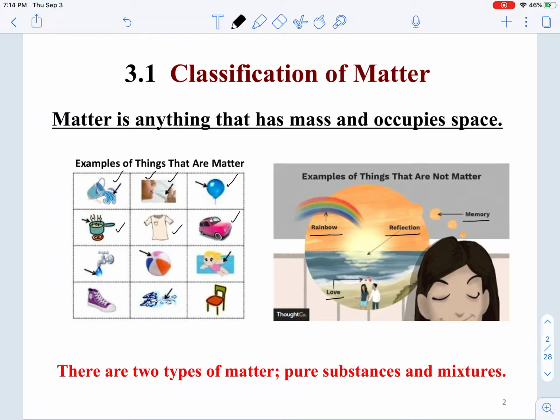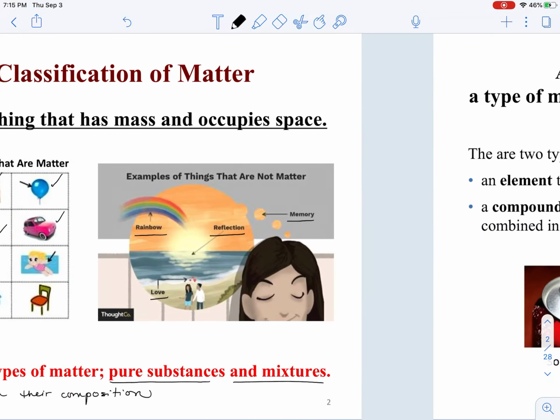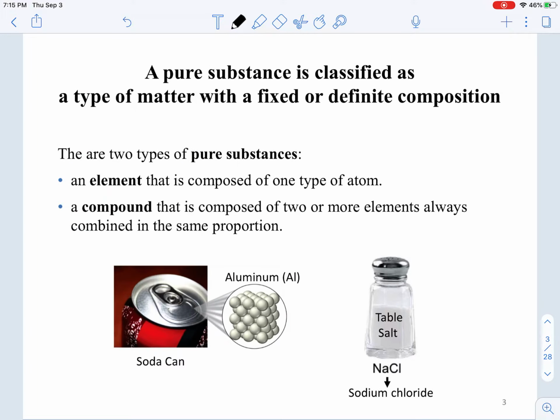Now, understand that matter is going to be classified as pure substances and mixtures based on their composition. So let's first discuss pure substances. A pure substance is classified as a type of matter with a fixed or definite composition. There are two types of pure substances.